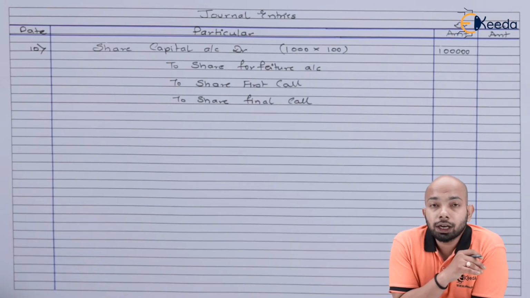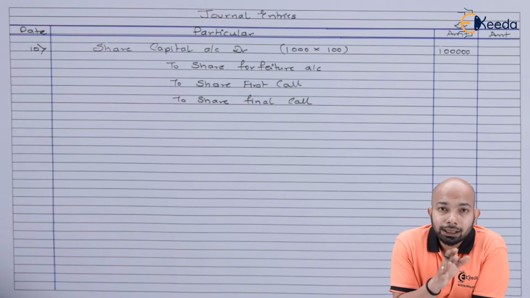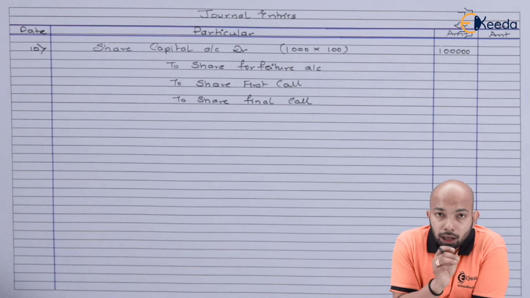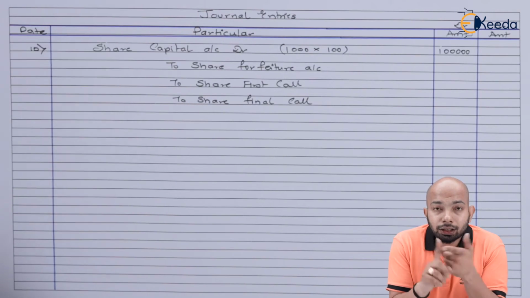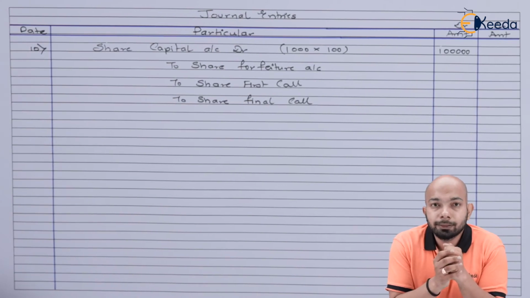Now, share forfeiture account only refers to the specific items that he has paid. That means the capital amount which he has paid for application and allotment will be mentioned here. So, this person has paid 30 rupees on application and 30 rupees on allotment. So, we'll mention that thing here.